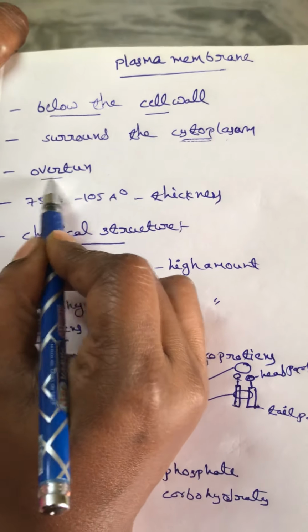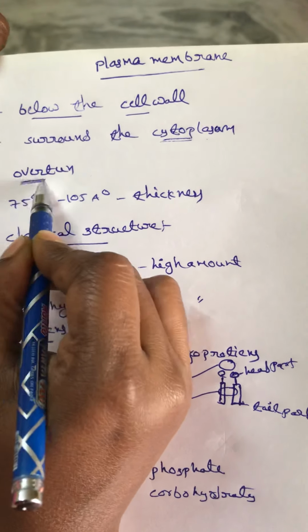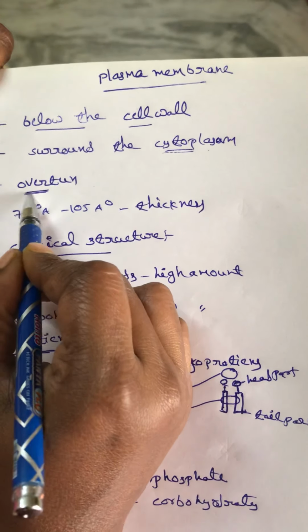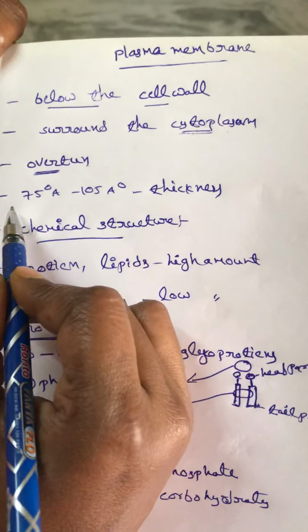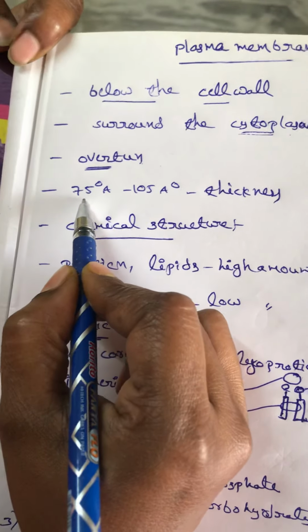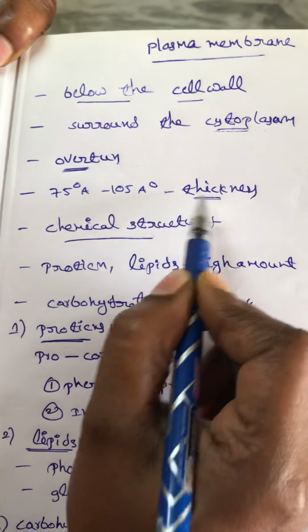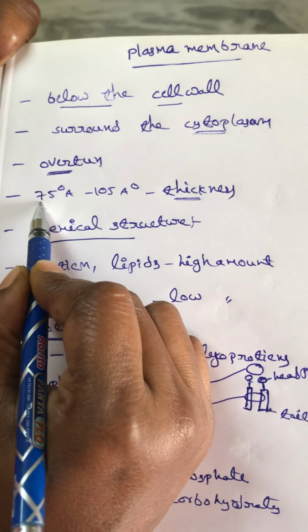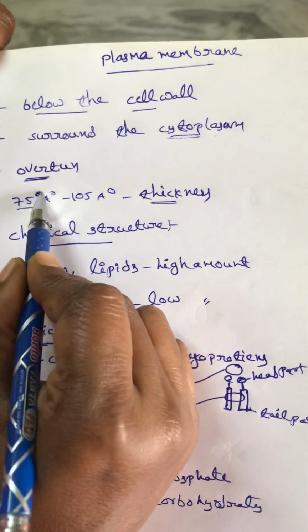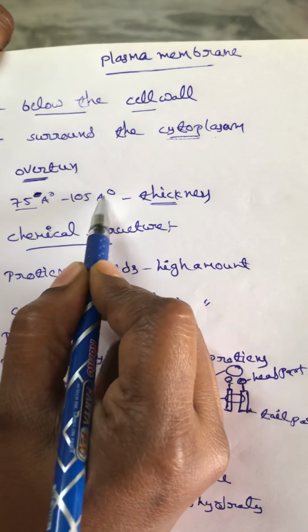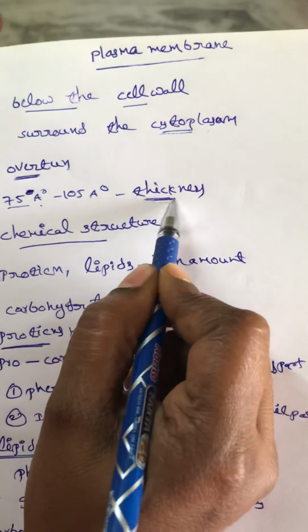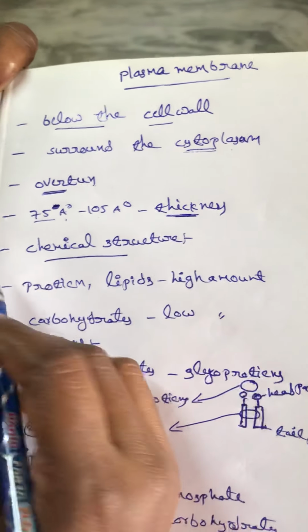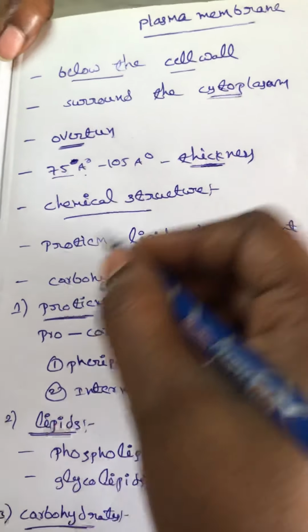First, let us explain the plasma membrane structure. The scientist's name is Overton. The plasma membrane thickness is mainly 75 Angstrom to 105 Angstrom. That thickness is seen in the plasma membrane.